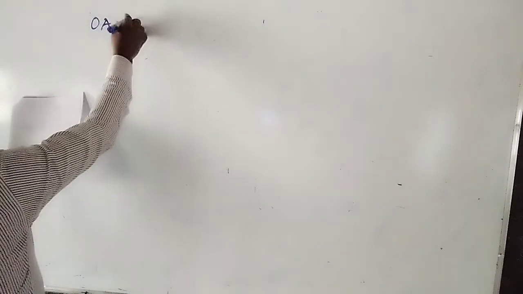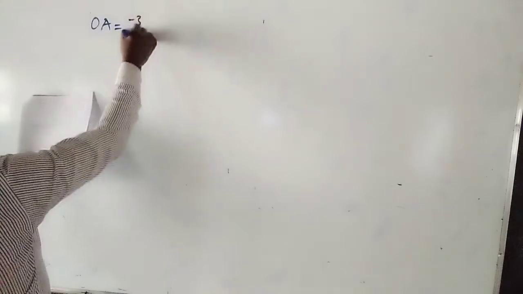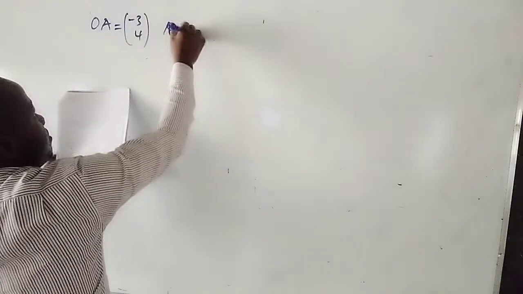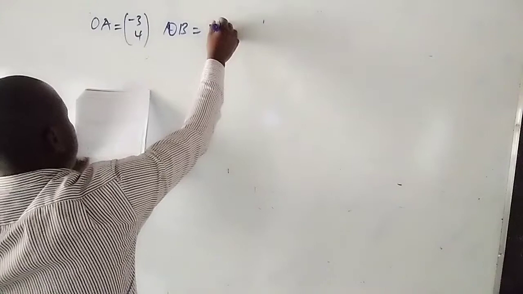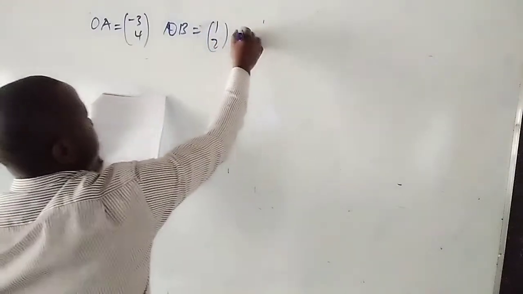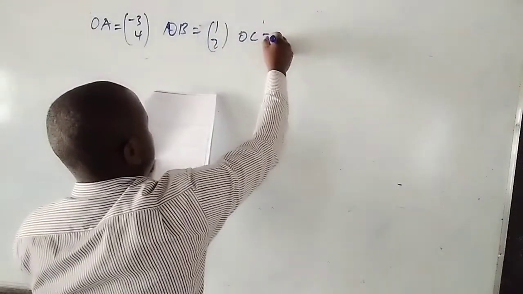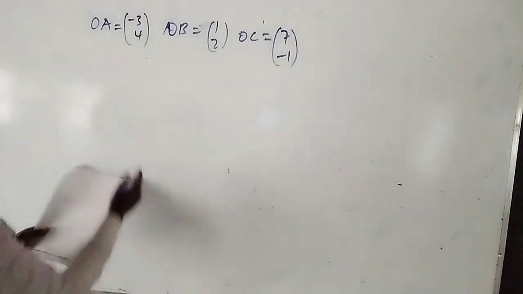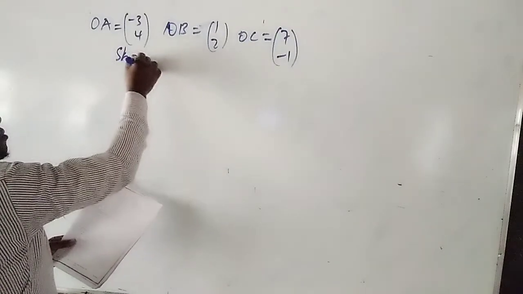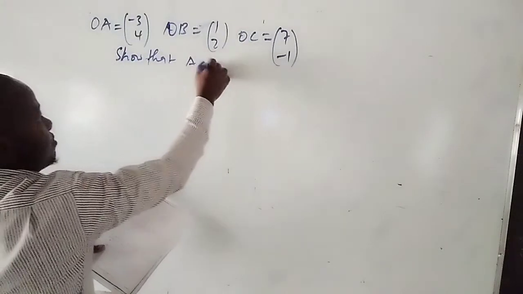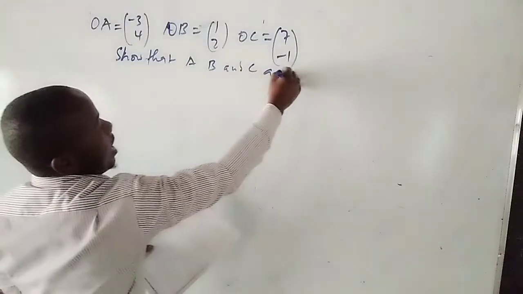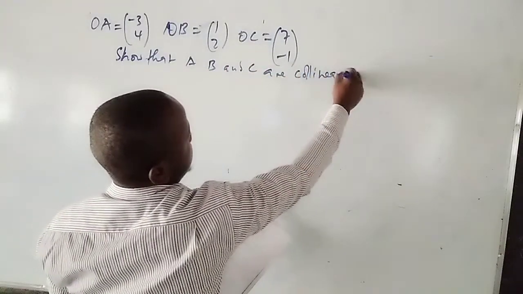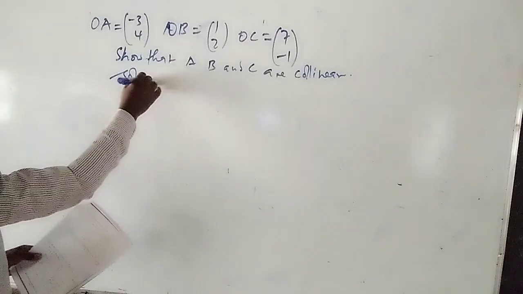We are told that the position vectors of A, B, and C are: for A, the given components; for B, negative 1, 2; and for C, 7, negative 1. Then we are told to show that A, B, and C are collinear.